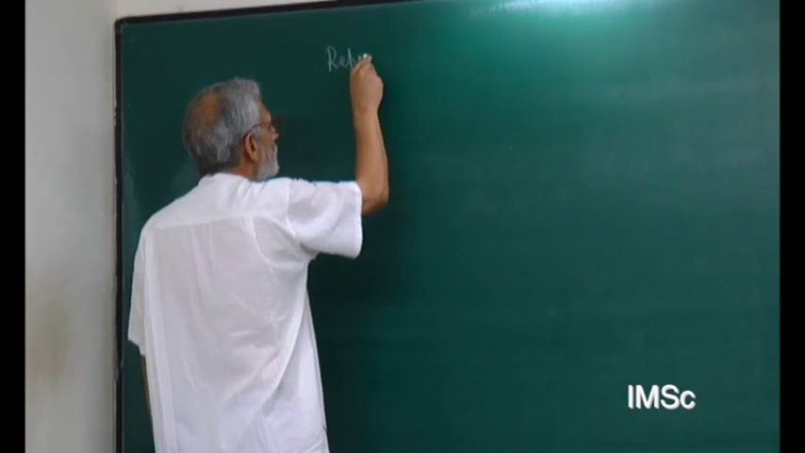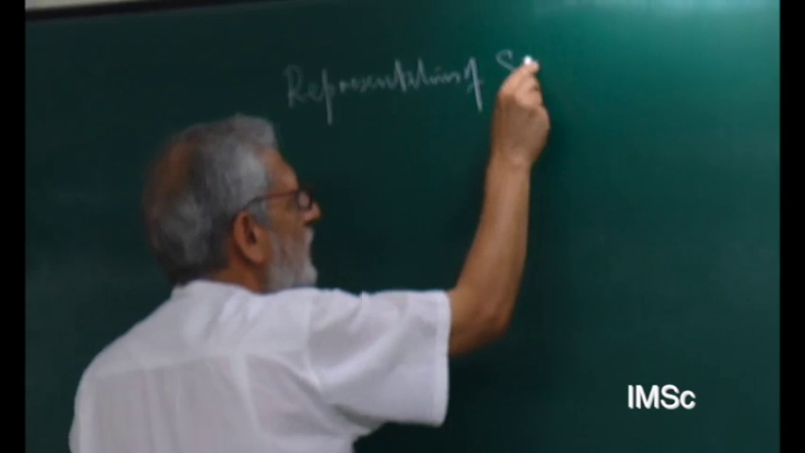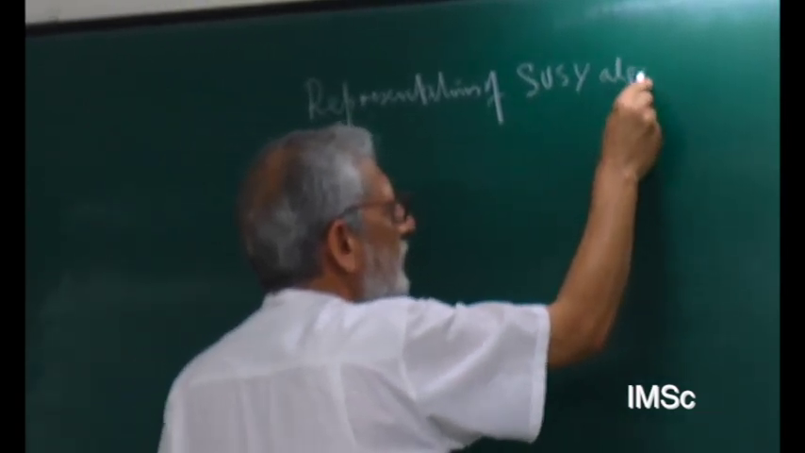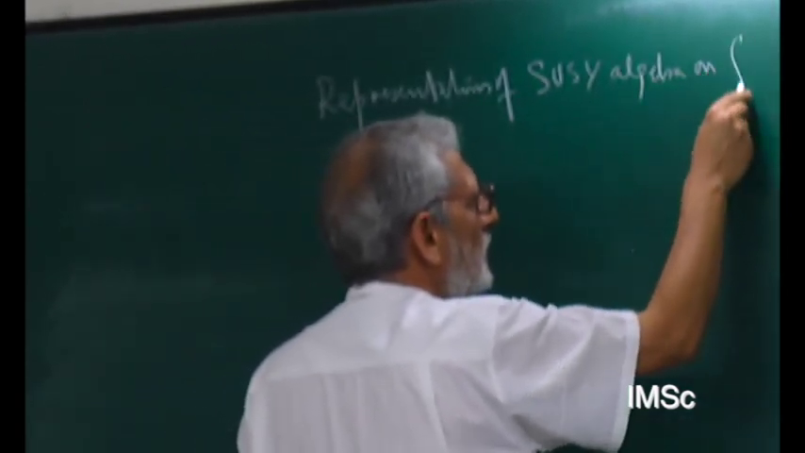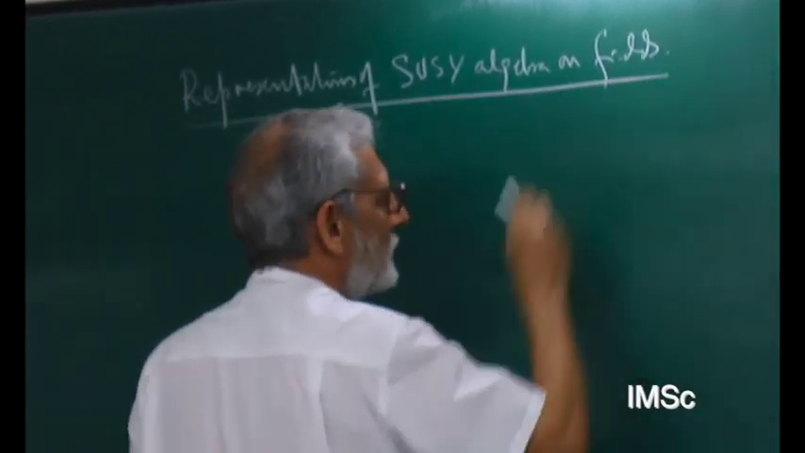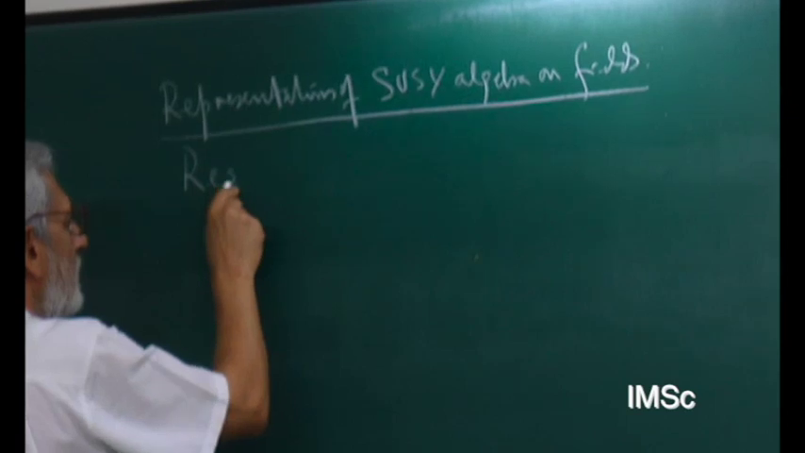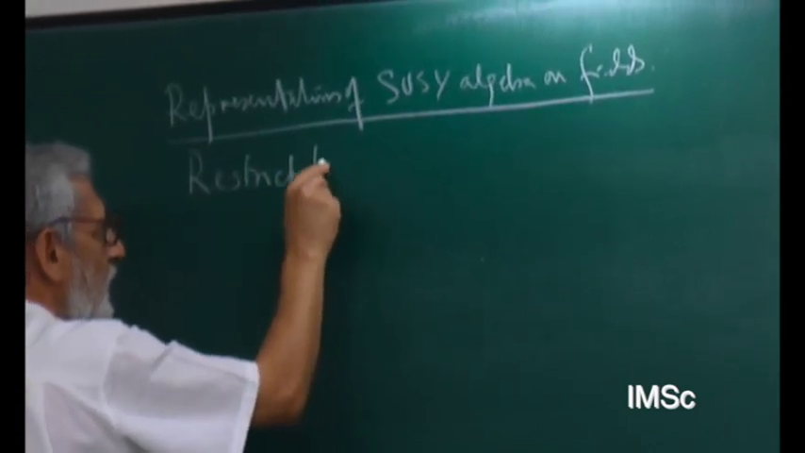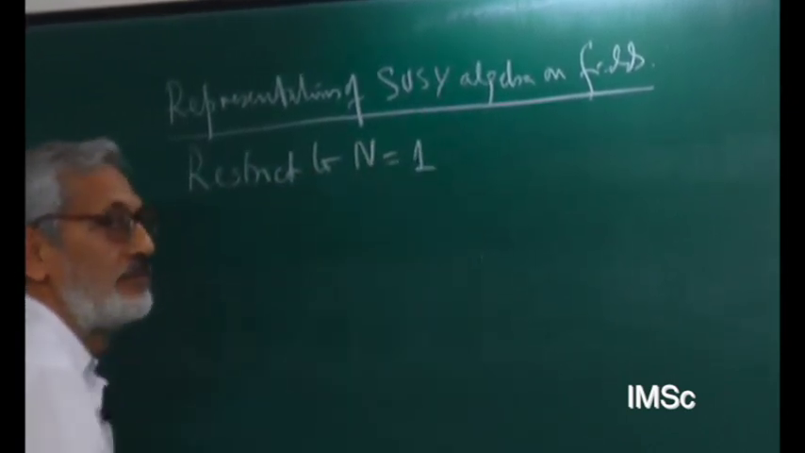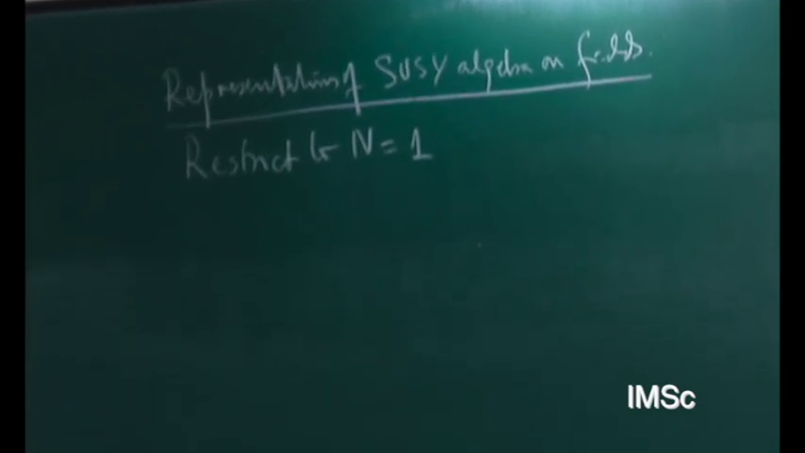Representations of SUSY algebra on fields. We shall restrict to N equal to 1, so only one set of supersymmetric generators.